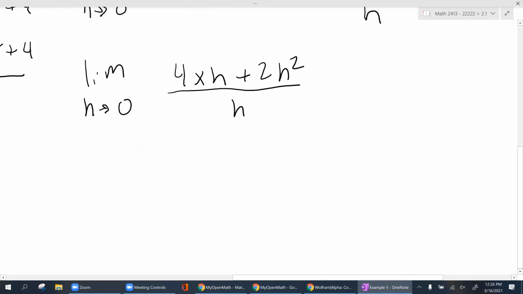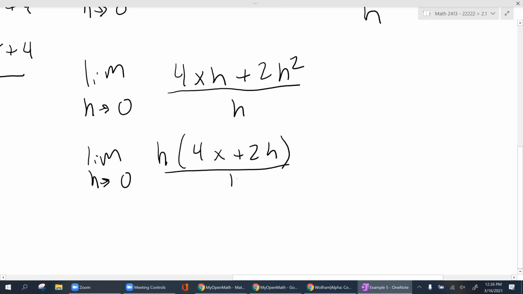Whenever you're finding the instantaneous rate of change using the difference quotient, once you get it to this point where your terms cancel out, go ahead and factor the top. Specifically, I want you to factor out an h. Sometimes you may be able to factor one, two, or none, depending. Here I can only factor one h. So if I factor out an h from the top, I'm left with 4x plus 2h all over h.